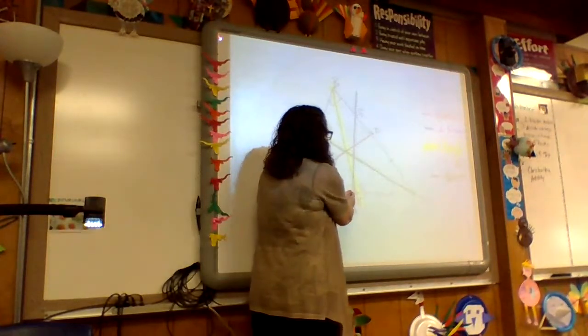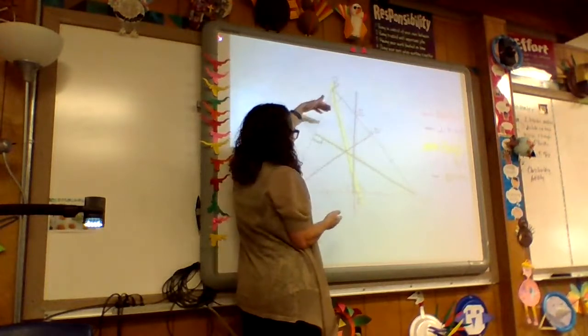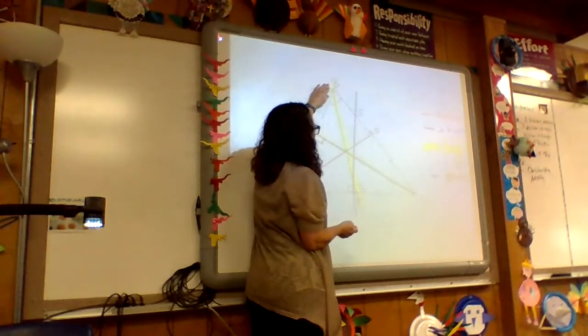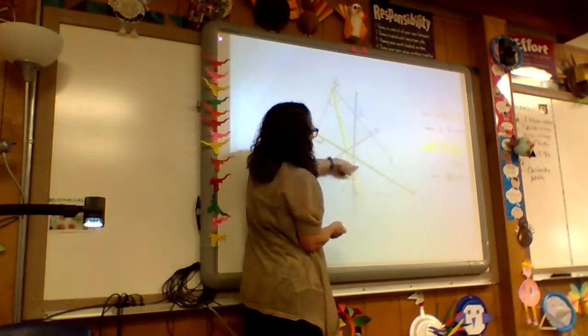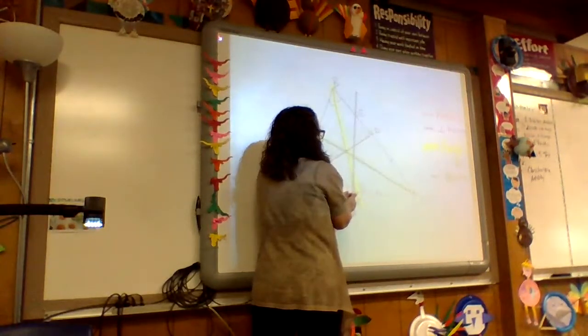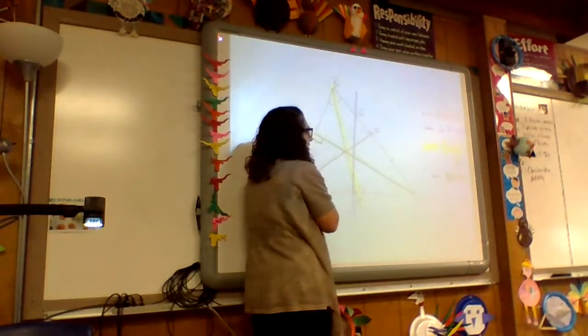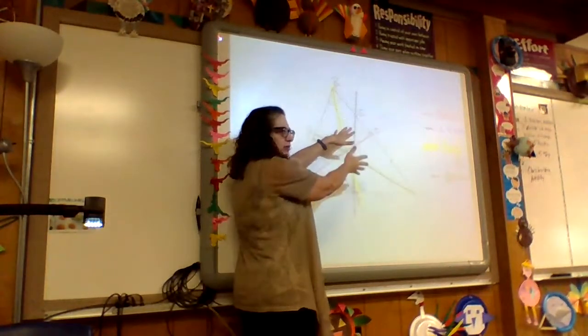This is a middle. This is a middle. But which one is the median? It's the opposite middle. It's not the one highlighted in yellow because that's not going to the middle. That one is the perpendicular bisector. But the median has to go from the vertex. So this one was the median because it had to go from a vertex to the middle.